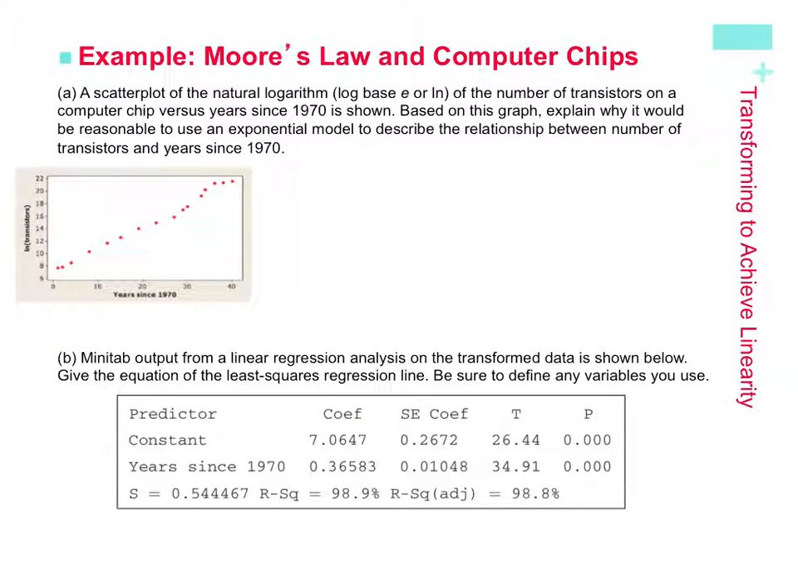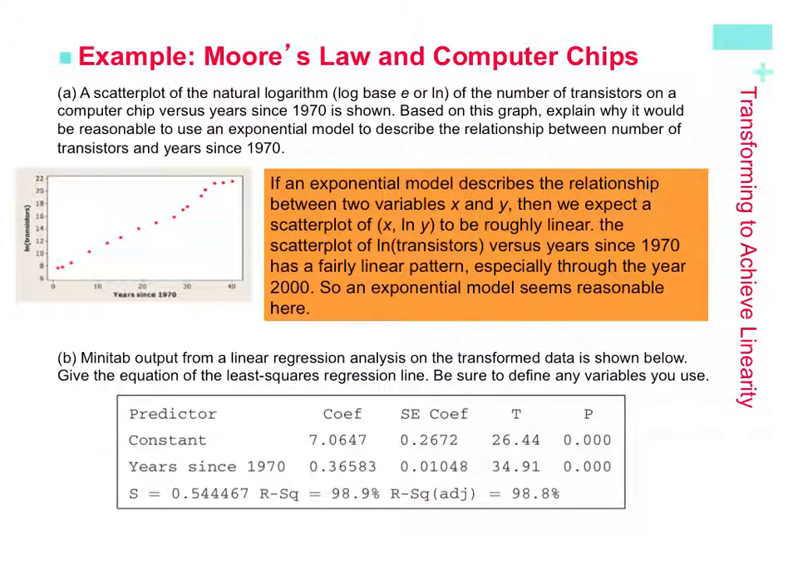A scatter plot of the natural logarithm, so a log with base e or ln, of the number of transistors on a computer chip versus years since 1970 is shown. Based on this graph, explain why it would be reasonable to use an exponential model to describe the relationship between number of transistors and years in 1970.